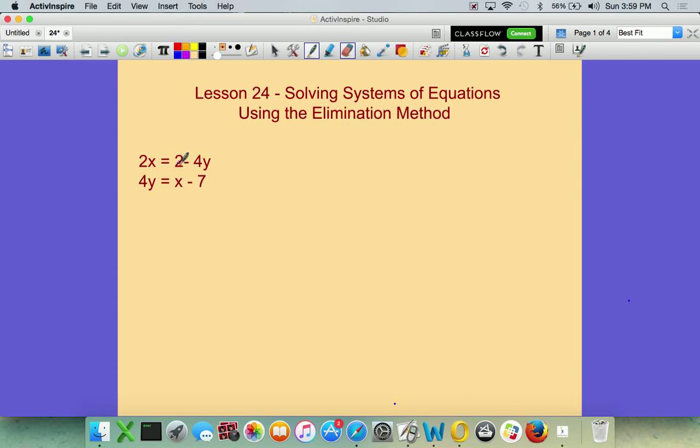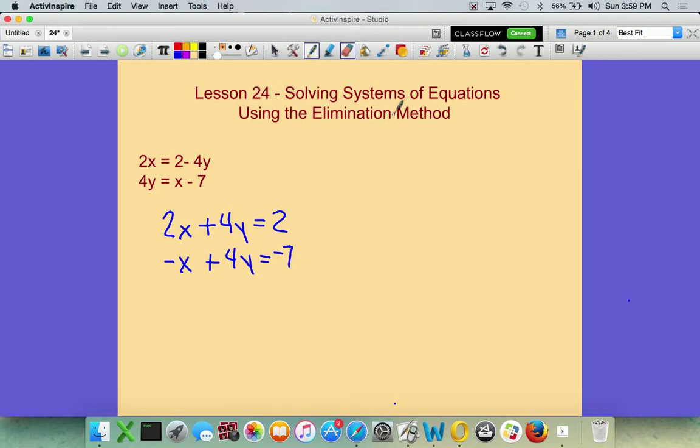So this top one, we need to move this negative 4y to the other side. So 2x plus 4y equals 2. Bottom one, we need to move the x over. So negative x plus 4y equals negative 7.